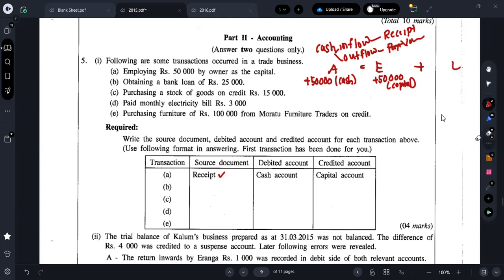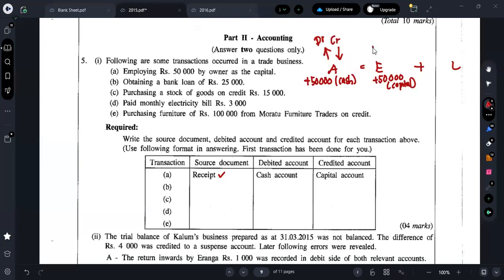Now, here they are asking for debit account and credit account, right? Now, how are we supposed to figure out our debit account and credit account? Guys, quickly, can you all tell me what's the double entry principle for assets? Asset increases, debit or credit? Perfect, guys. Asset increases debit. On the other hand, when asset is decreasing, it is credit.